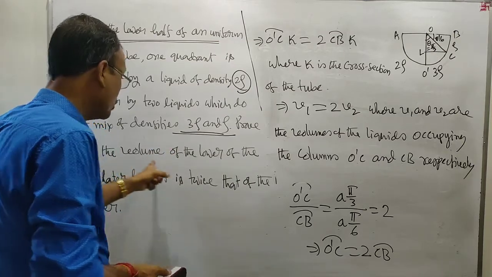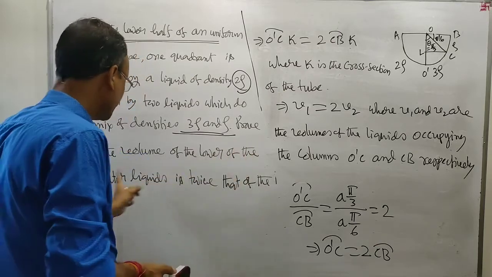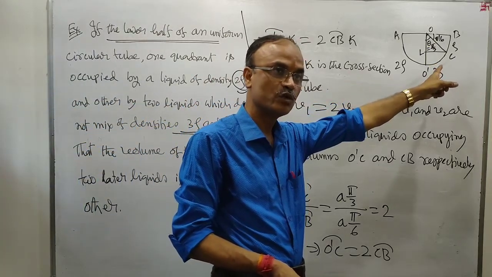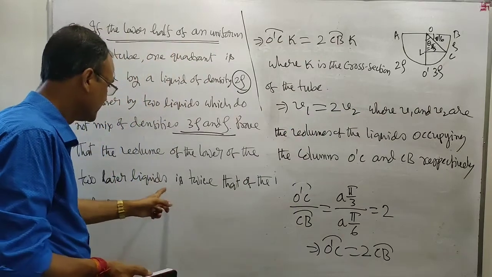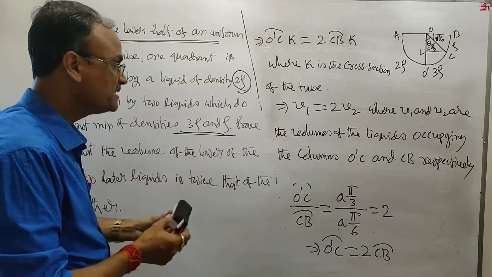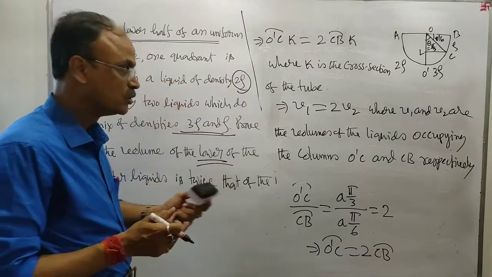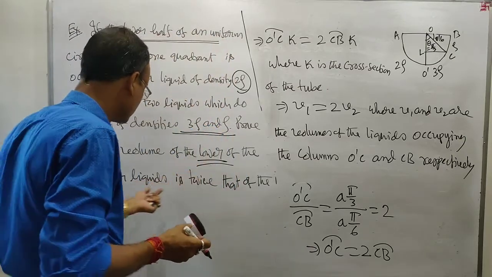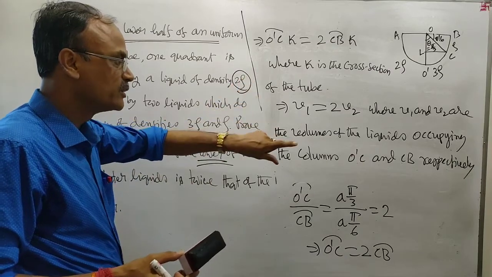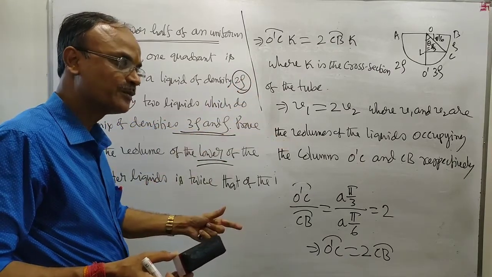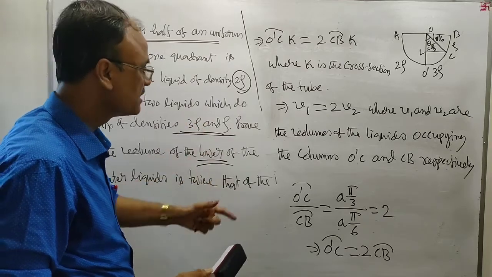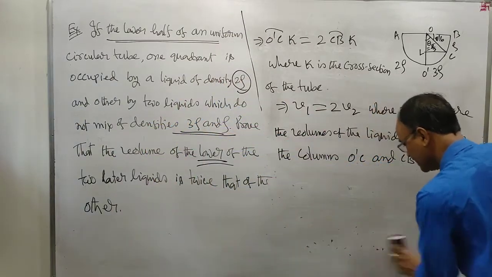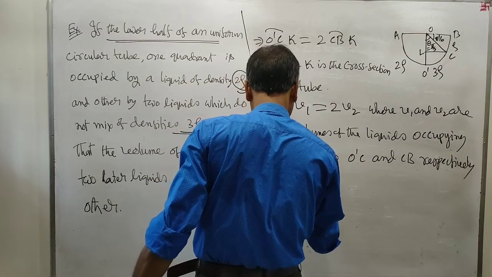We are asked to prove that the volume of the lower of the two liquids, whose densities are thrice rho and rho, is twice that of the upper. Lower liquid will be of density thrice rho, and upper liquid of density rho. Therefore, the volume of the liquid of density thrice rho is twice the volume of the liquid of density rho.